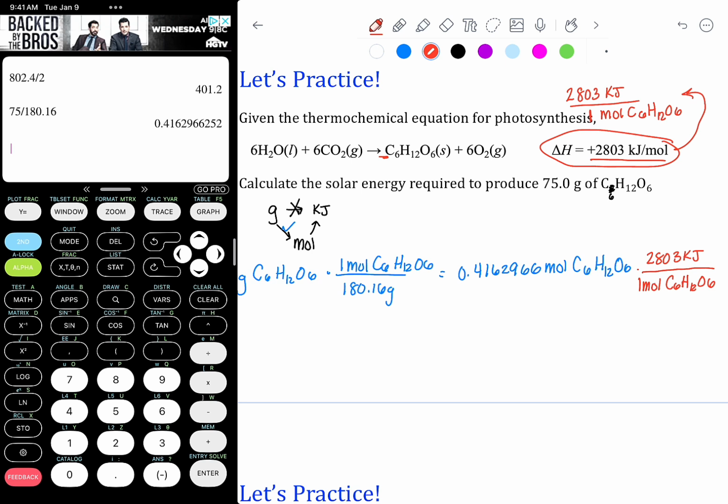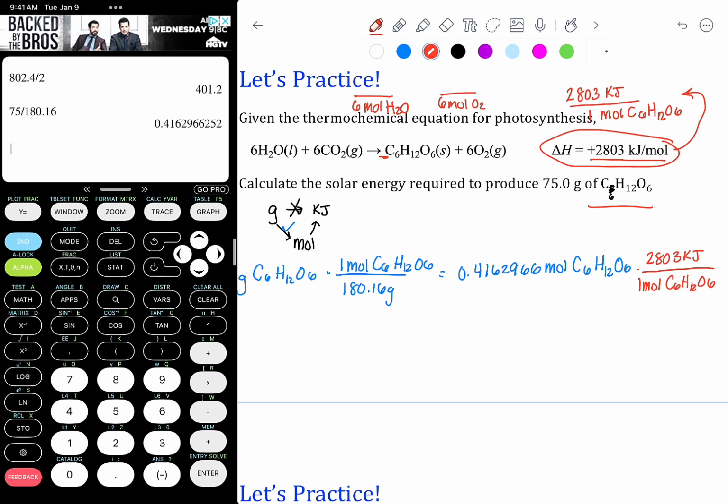Now, if we were talking about oxygen, then this would be over 6 moles of oxygen, or if we were talking about water, it would be 6 moles of water. Okay, it just depends on what you're trying to convert. Since we started with glucose and we converted to moles of glucose, I now have to use the moles of glucose to get the energy in kilojoules.